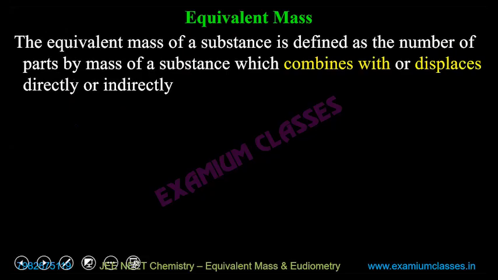Okay, so when we talk about the equivalent mass or equivalent weight, earlier it was called equivalent weight, now we call it equivalent mass. The equivalent mass of a substance is defined as the number of parts by mass of a substance which combines with or displaces directly or indirectly. Means we are just talking about the reaction. And in that reaction, we are talking about the mass of that substance which combines or displaces directly or indirectly what? 3 points we will be talking about.